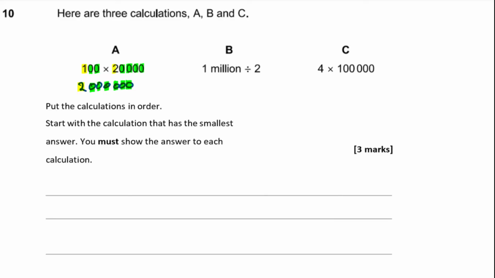Okay. For B, 1 million divided by 2. Now a million is a 1 followed by 6 zeros. That's a million. So half a million is going to be 500,000, isn't it? Okay. Halving a million, you're going to get 500,000.